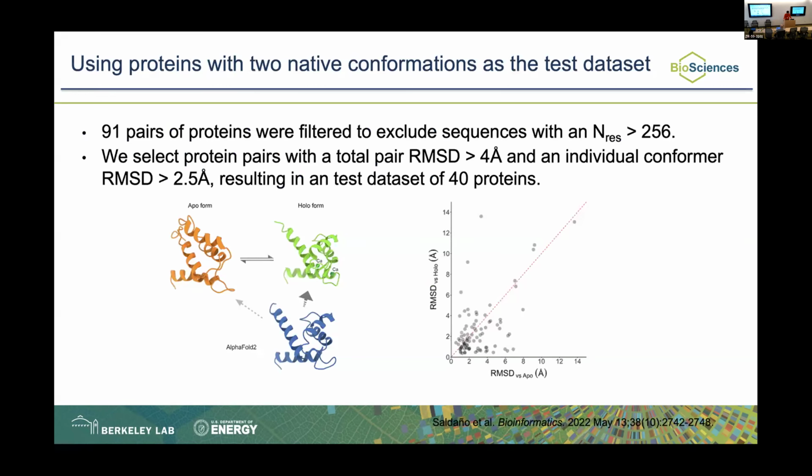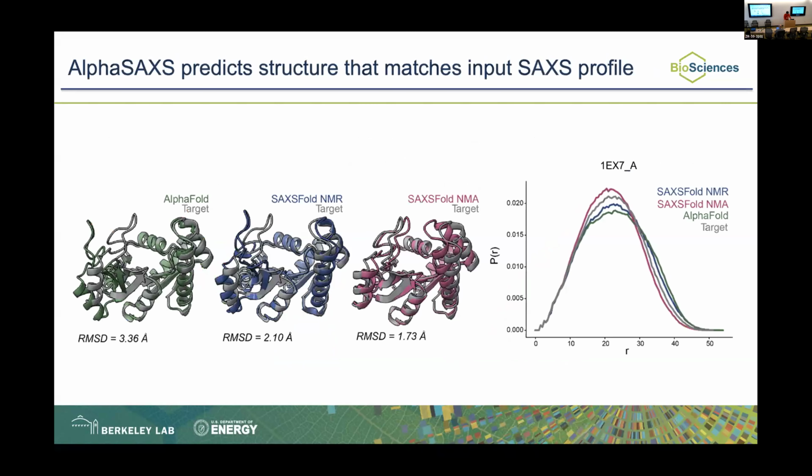And then we also tested it on proteins that have at least two conformations. We have 91 pairs of proteins that have the same sequence but two conformations, where AlphaFold usually cannot get either of them. We select protein pairs where AlphaFold did a terrible job and use them as the test dataset. We also remove all related MSA structures from our training dataset to prevent data leakage, which AlphaFold didn't do. Just in case, we really want to remove that to get a real performance test.